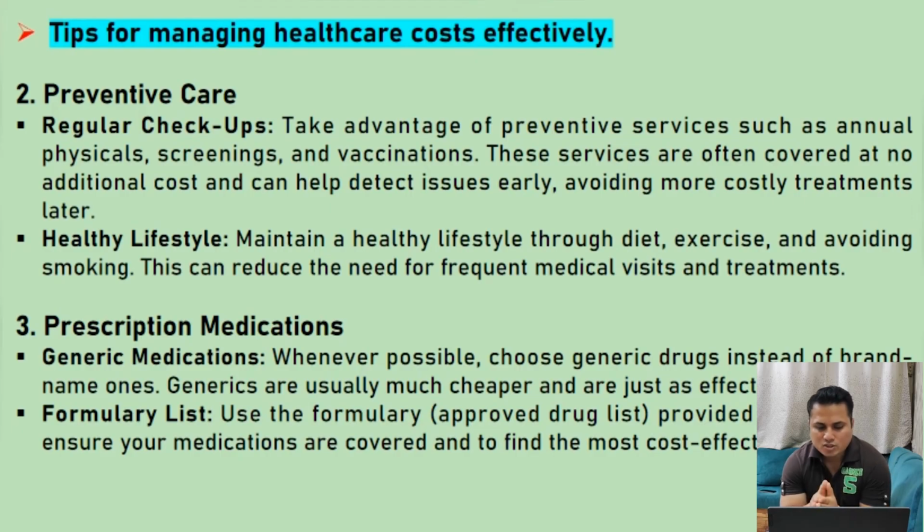Number three, prescription medication. Generic medications. Whenever possible, choose generic drugs instead of brand name ones. Generics are usually much cheaper and are just as effective. Formulary list. Use the formulary approved drug list provided by Humana to ensure your medications are covered and to find the most cost effective options.